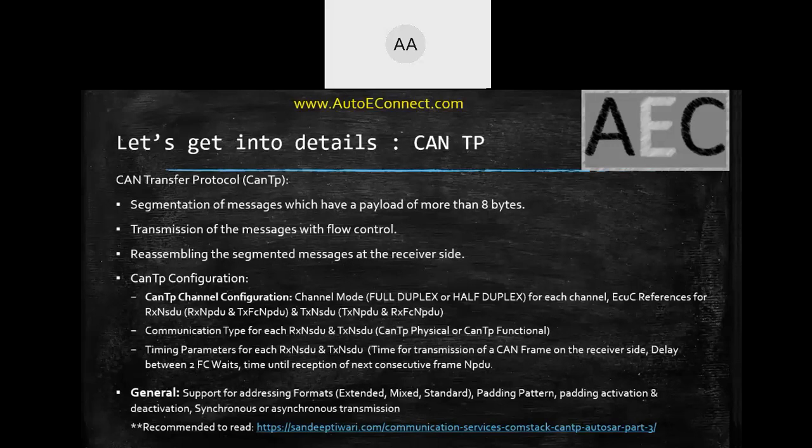There will also be the CAN-TP general configuration, where you tell about the different addressing formats supported by this CAN-TP module. You want support for the extended addressing formats, standard, or sometimes the mixed as well. And then you give the information about what padding pattern is required, and whether you want to activate or deactivate the padding. That is possible from the general configuration.